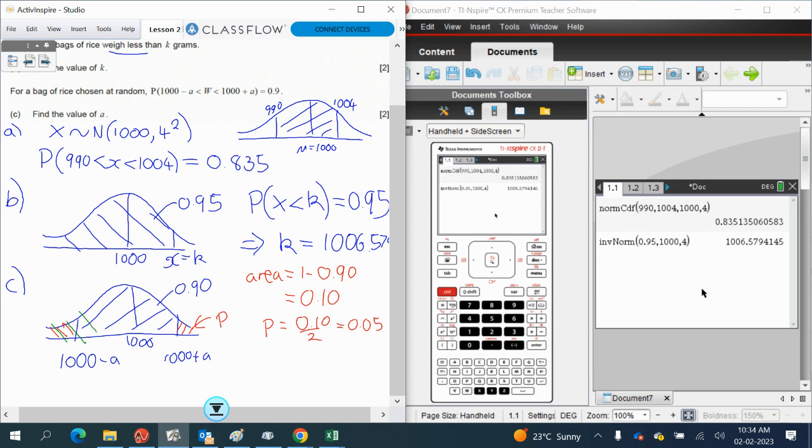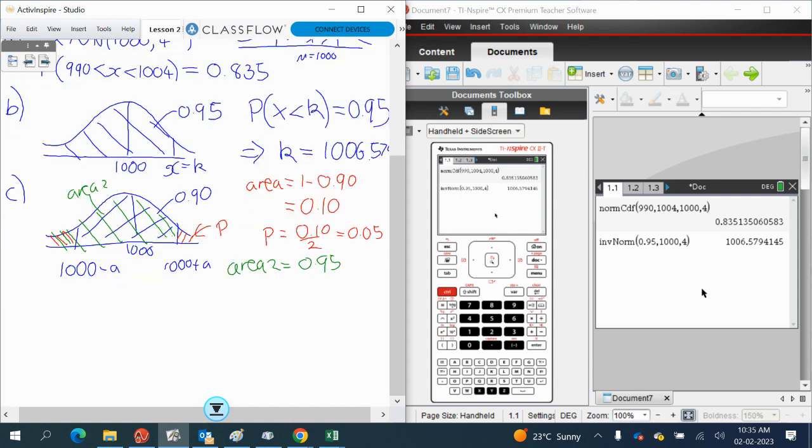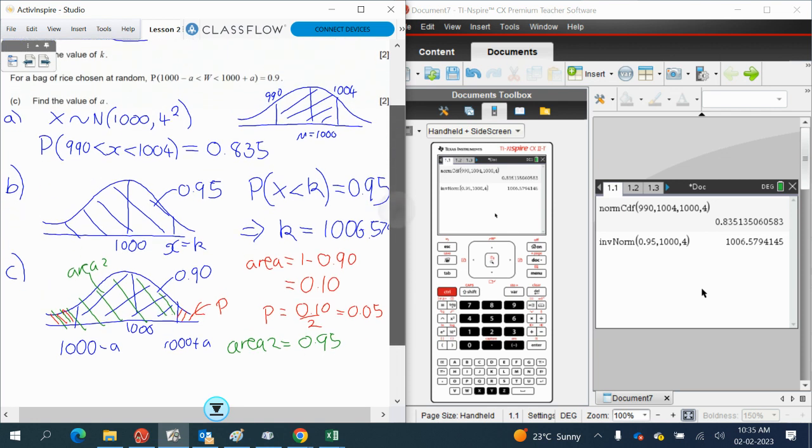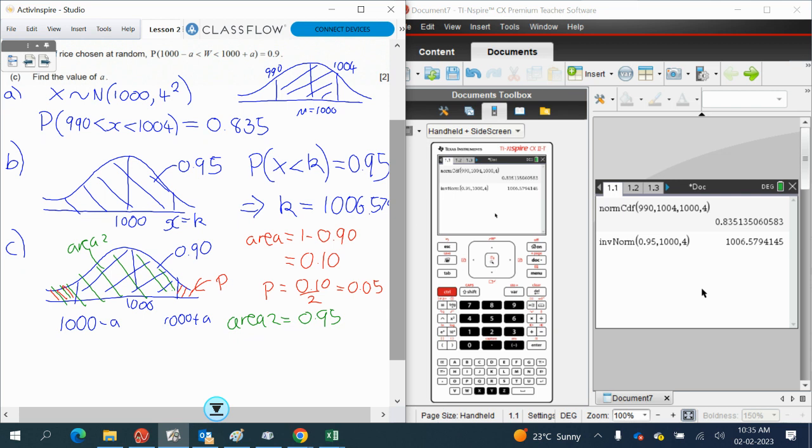then how big is this area here? If I include this red bit in as well, 0.95. So I'll call this area 2. So area 2 is equal to 0.95. We've done that in the last question. In the last question, we know that this value, therefore, is K.